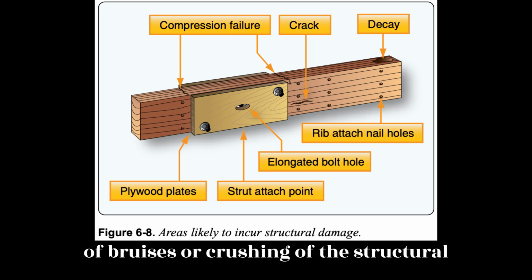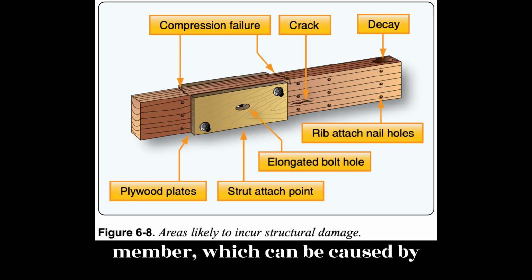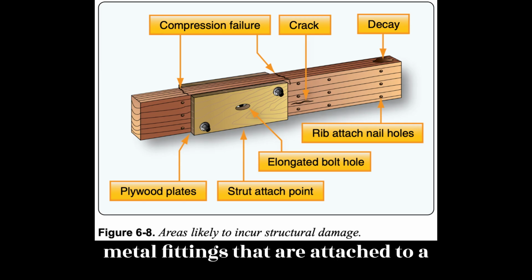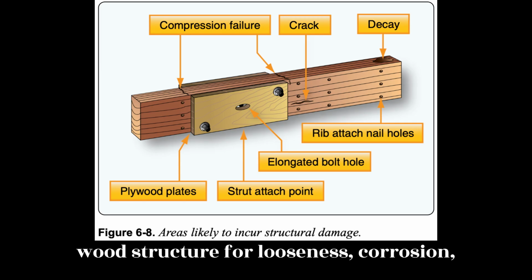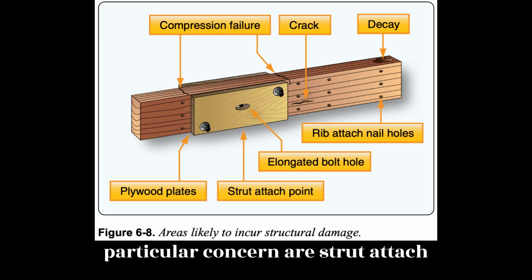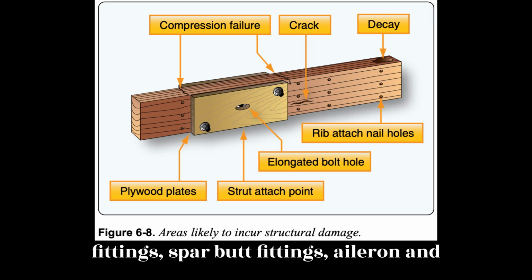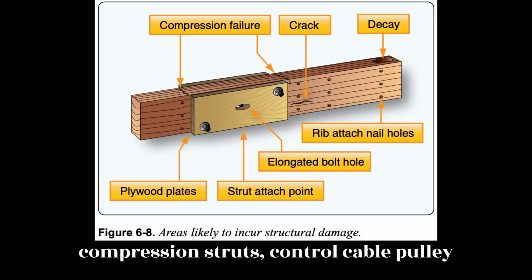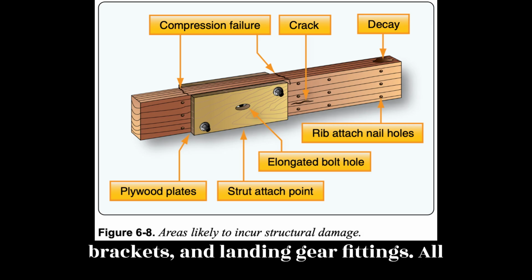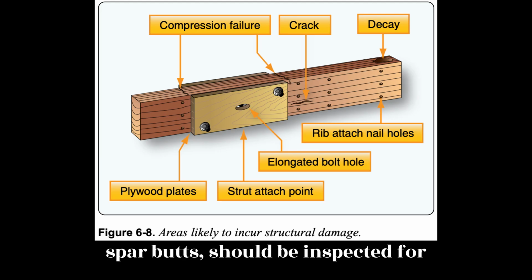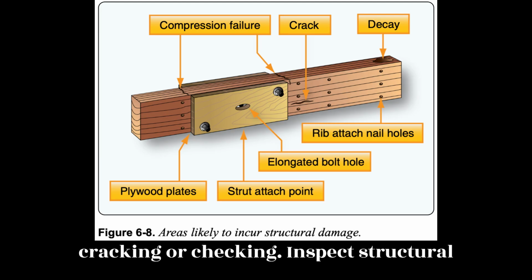Check for evidence of bruises or crushing of the structural member, which can be caused by overtorquing of the bolts. Check all metal fittings that are attached to a wood structure for looseness, corrosion, cracks, or bending. Areas of particular concern are strut attach fittings, spar butt fittings, aileron and flap hinges, jury strut fittings, compression struts, control cable pulley brackets, and landing gear fittings. All exposed end grain wood, particularly the spar butts, should be inspected for cracking or checking.